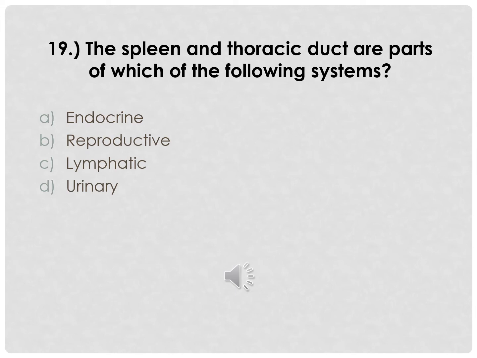The spleen and thoracic duct are part of which of the following systems? So we should know that the spleen is actually the largest organ in the lymphatic system. So that would be the correct answer, letter C. Remember that letter A, endocrine system, is a series of glands. And since we don't see gland in the question, that's probably not the answer. We can also rule out letter B, reproductive, and letter D, urinary.